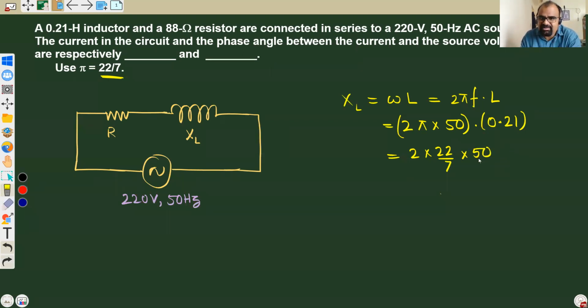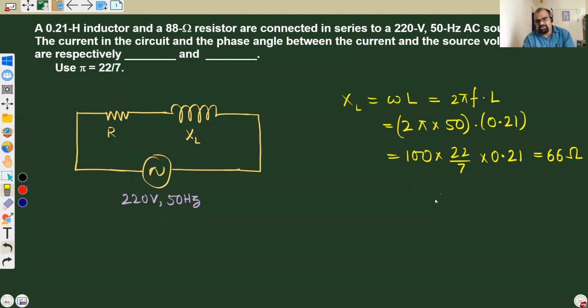In fact, I can write it as, just a second. This 2 into 50, I will write as 100. 100 pi is 22 by 7 and then 0.21. So this will become 66 ohm. How did I do this? Because this is 0.03 and then multiplied by 100. So 22 into 3 is 66. So XL is 66 ohm and this resistance is given to be 88 ohm. Can you see? 88 ohm.